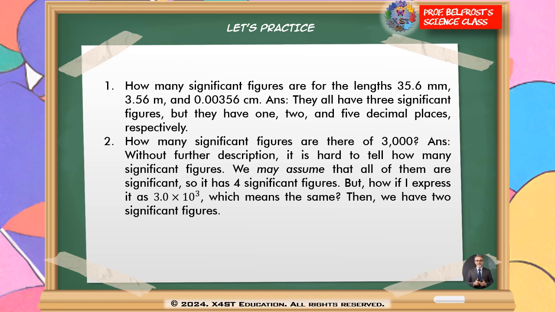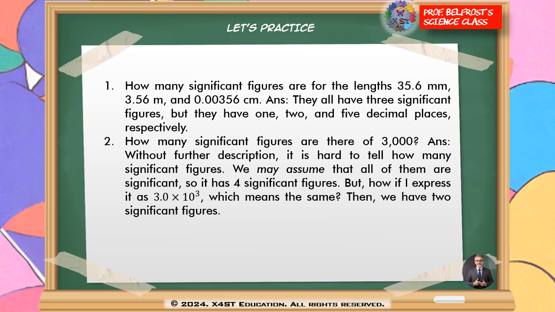Okay, second problem: how many significant figures are there in 3000? What do you think? I'm sorry, I forgot to hide the answer first. Actually, this problem is just a trap. Without further description, it's hard to tell how many significant figures there are in 3000. We must assume that all of them are significant. So 3 is significant, and 000 is also significant, so it has in total 4 significant figures.